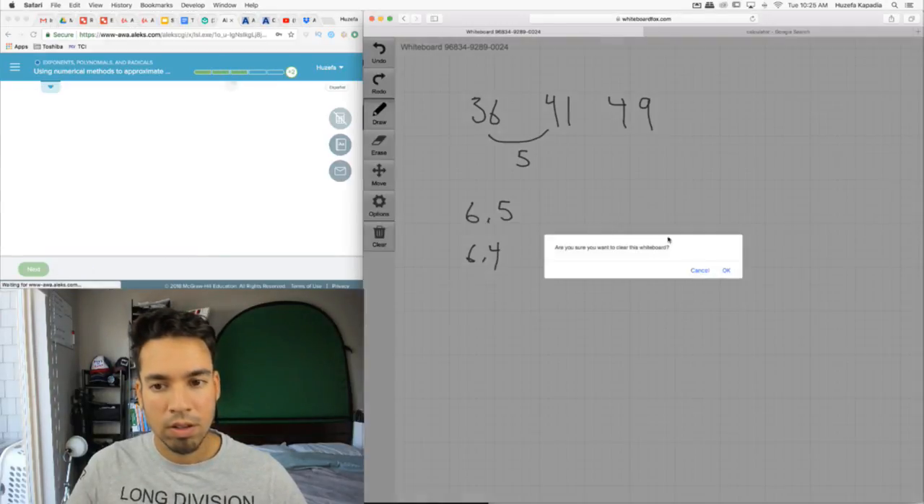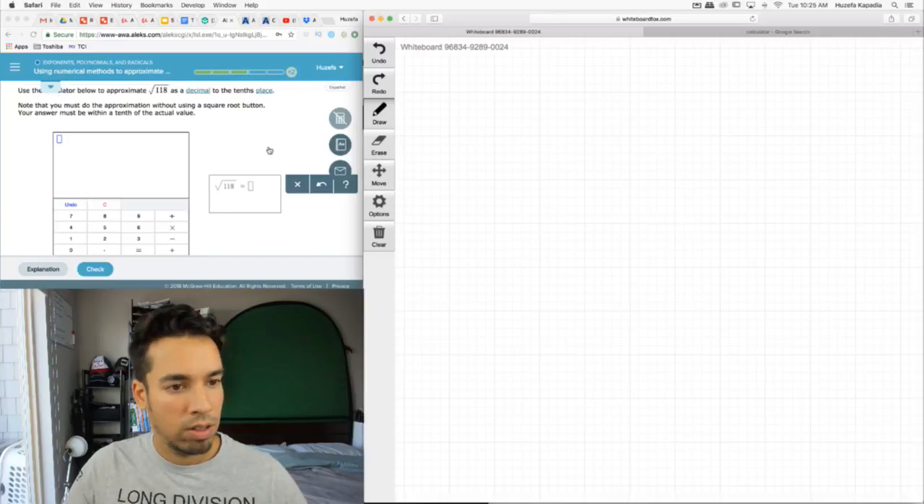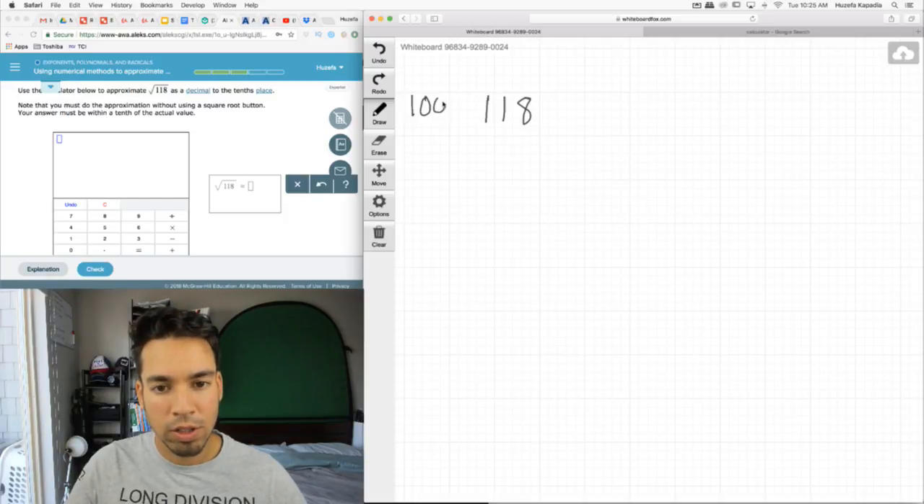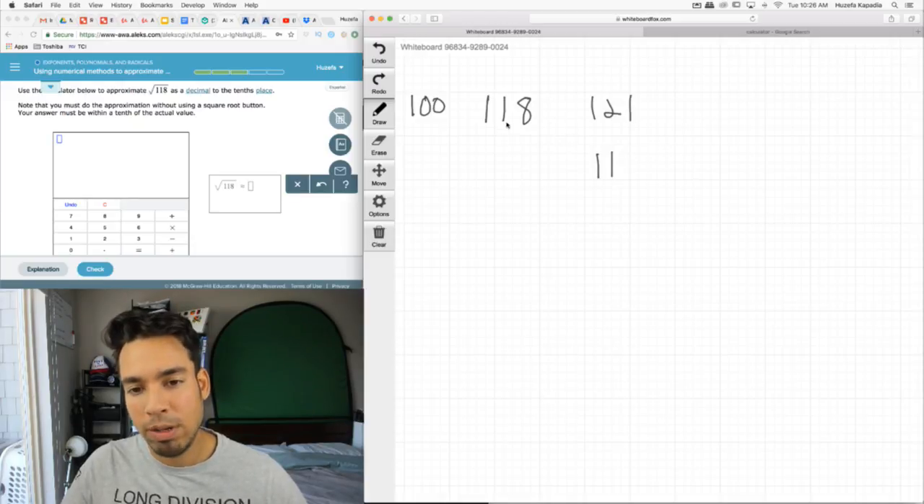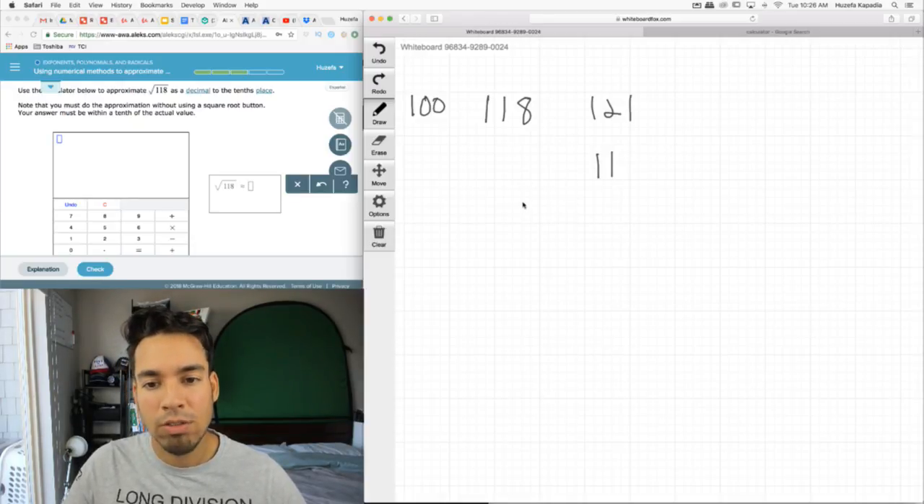Okay. Next, square root of 118. So let's think perfect squares on either side is probably 100, 10 squared, and 121, 11 squared. This is so close. So it's going to be really close to 11, but it's not 11 point something because 11 is already past this. So it's like going to be close to 11.